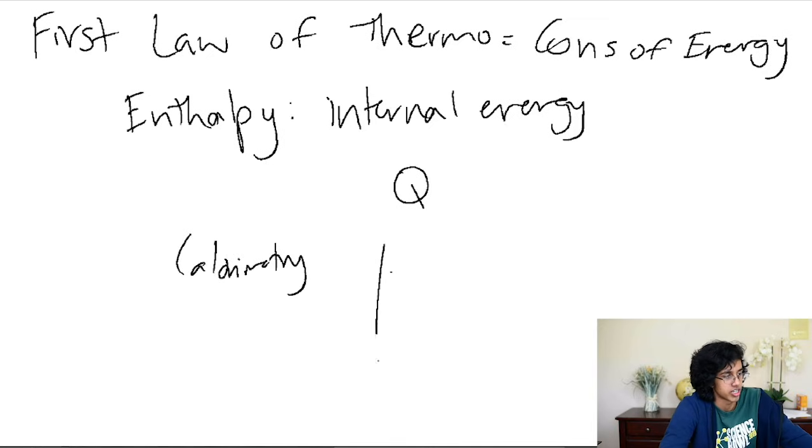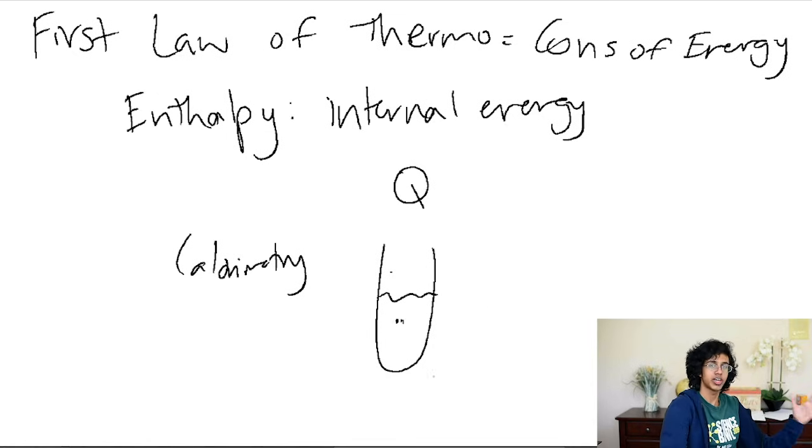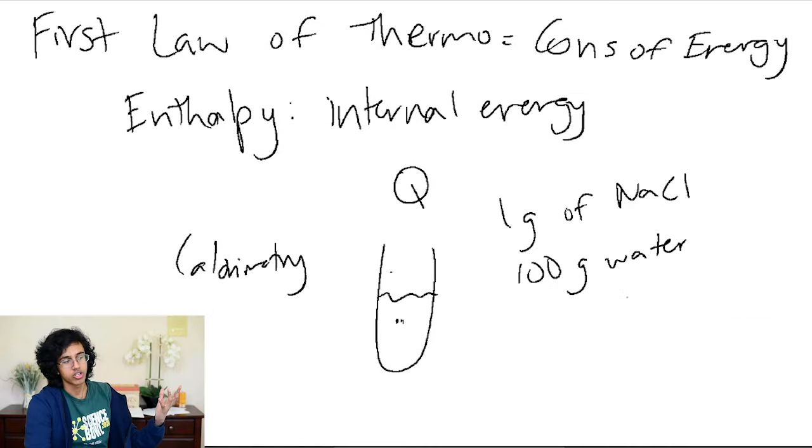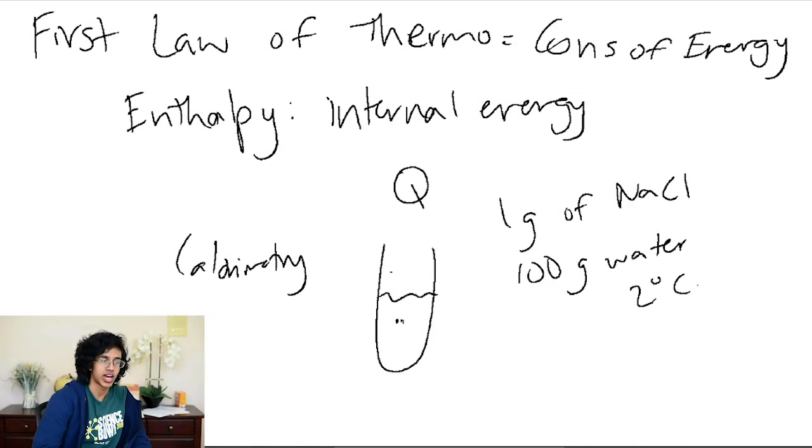Basically, you take a cup with water in it, and then you add something to it, like a salt that dissolves, and then you can measure the change in temperature of the water to see how much energy was released. Let's do an example. Let's say you add 1 gram of NaCl to 100 grams of water, and the water changes by a positive 2 degrees Celsius after the NaCl completely dissolves, so it increases in temperature.